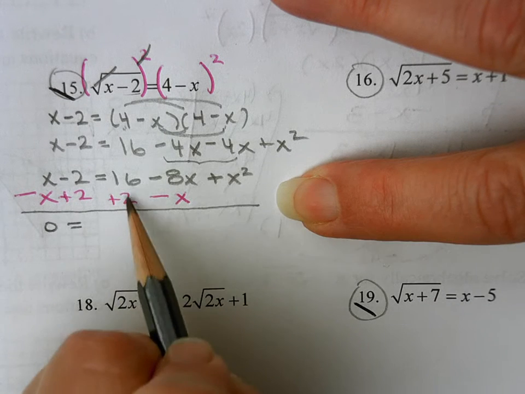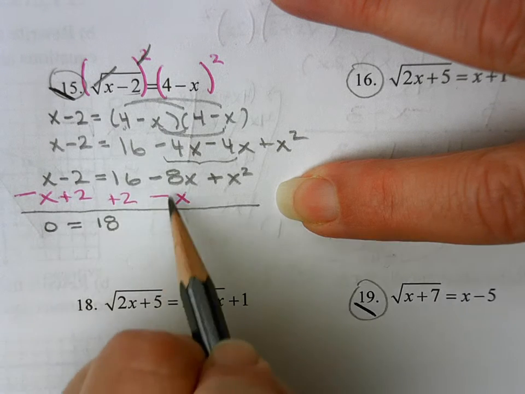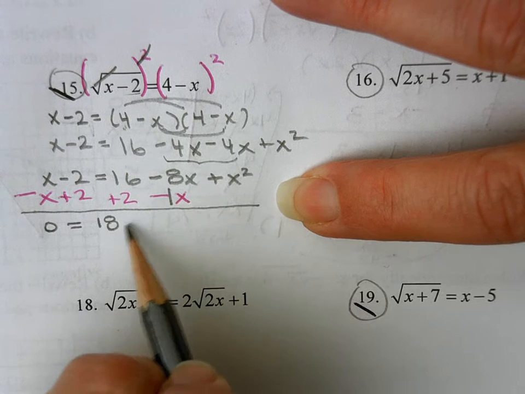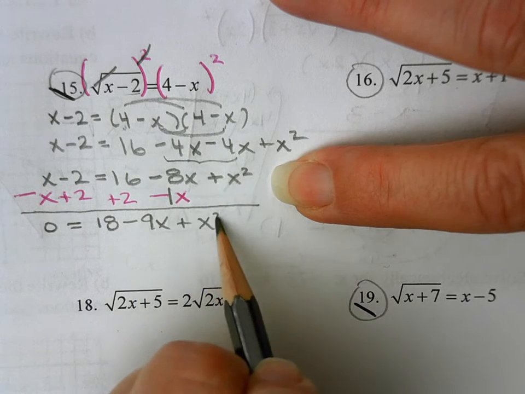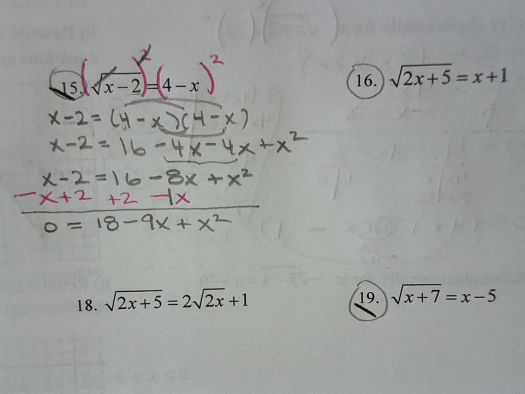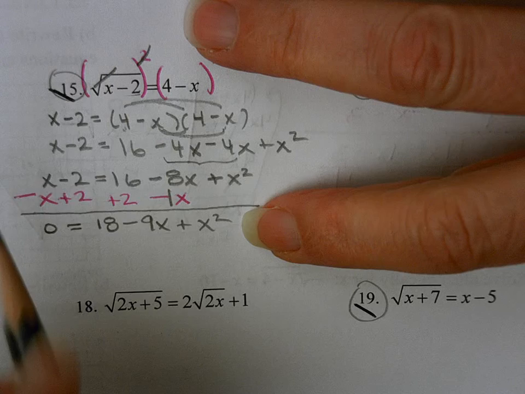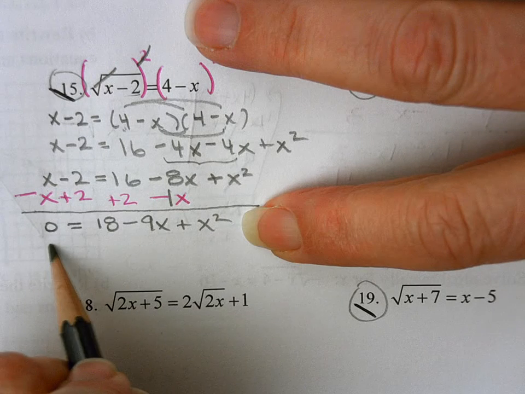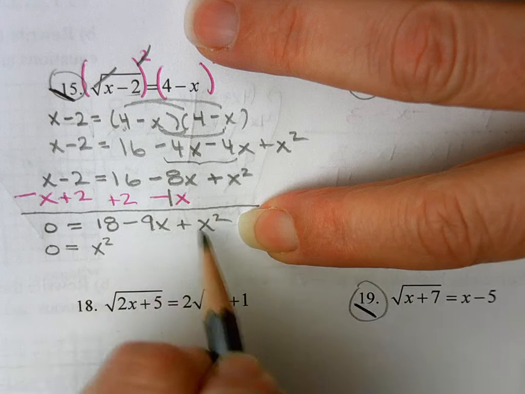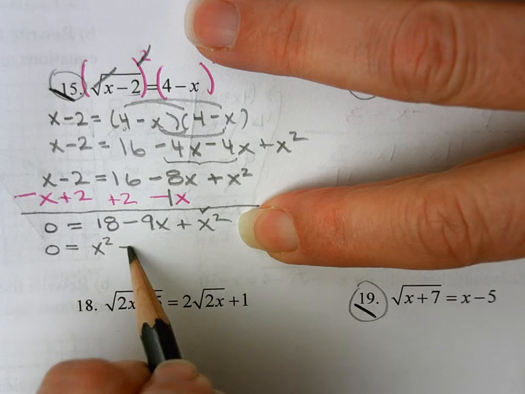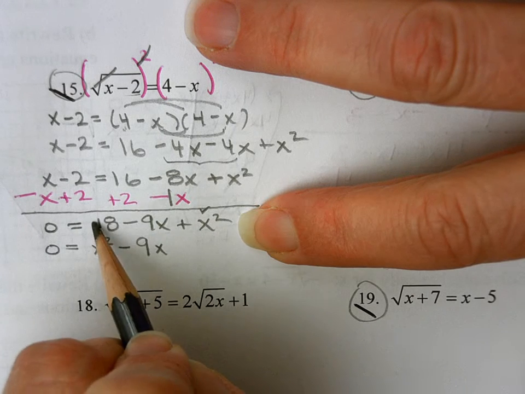And then I have 16 plus 2, and negative 8x and negative 1x is negative 9x, and then a positive x squared. And so that's in kind of a weird order, so I'm going to put that in the correct order, right? Because our squared term should be first. So this is a positive x squared, and then the negative 9x, and then the positive 18.